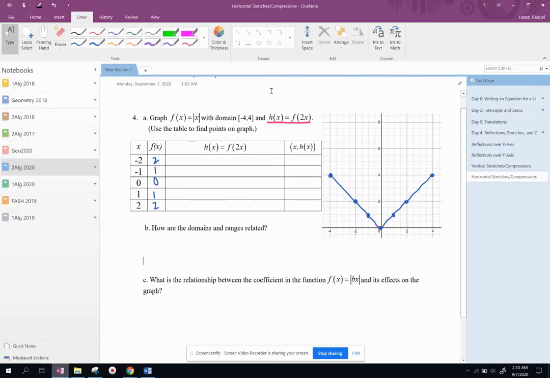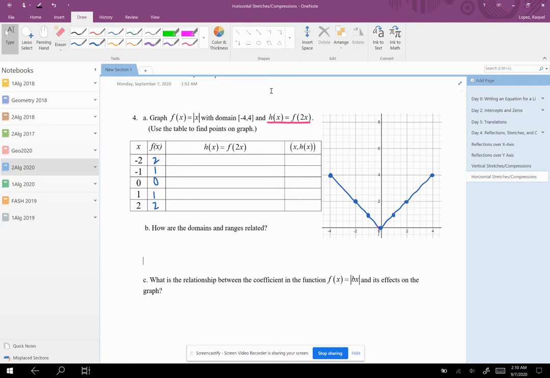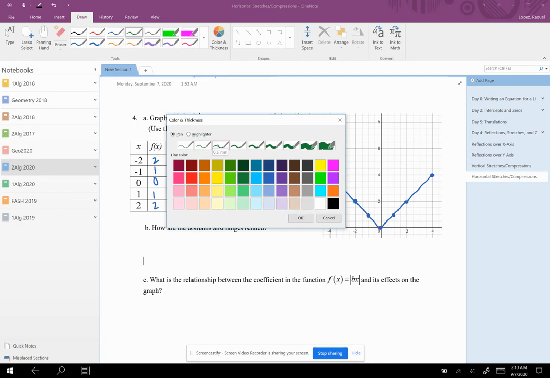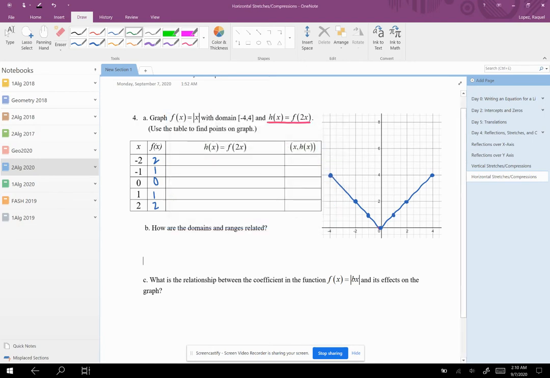So for starters, I've already graphed our original function, which is f of x equals the absolute value of x, and I filled out the table. So if you need to take a moment and pause the video and fill in that information, then go right ahead, because we're going to jump right in. This time we're following the rule h of x equals f of 2x, which is a little different. So let's see what happens.